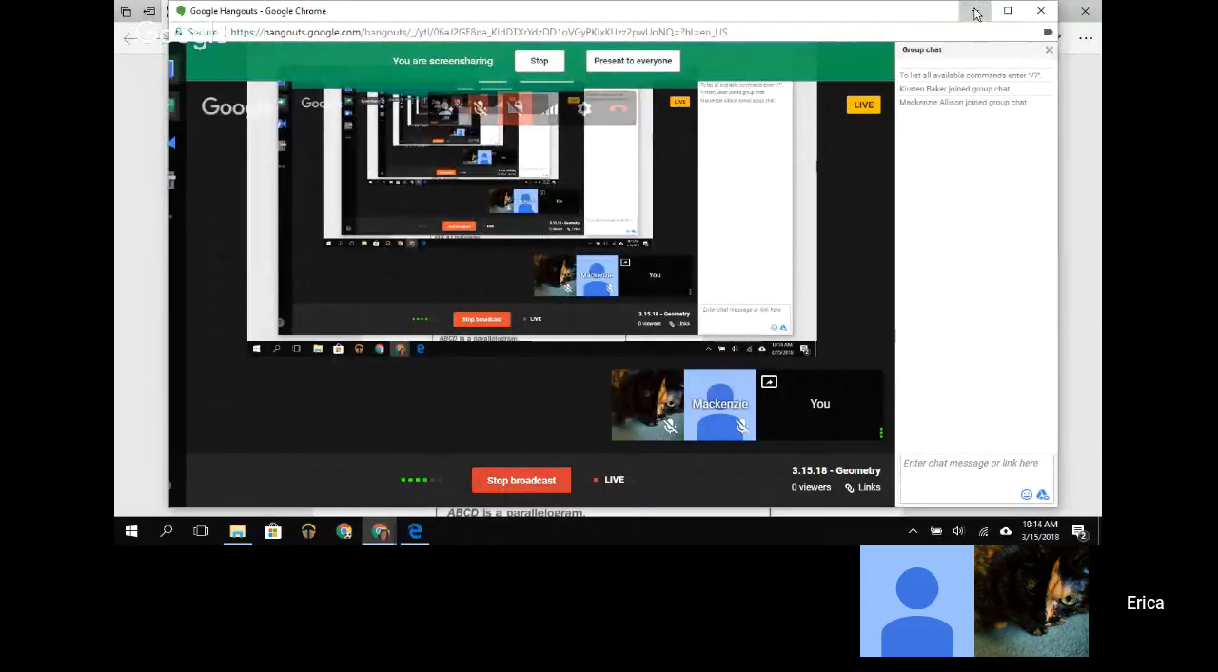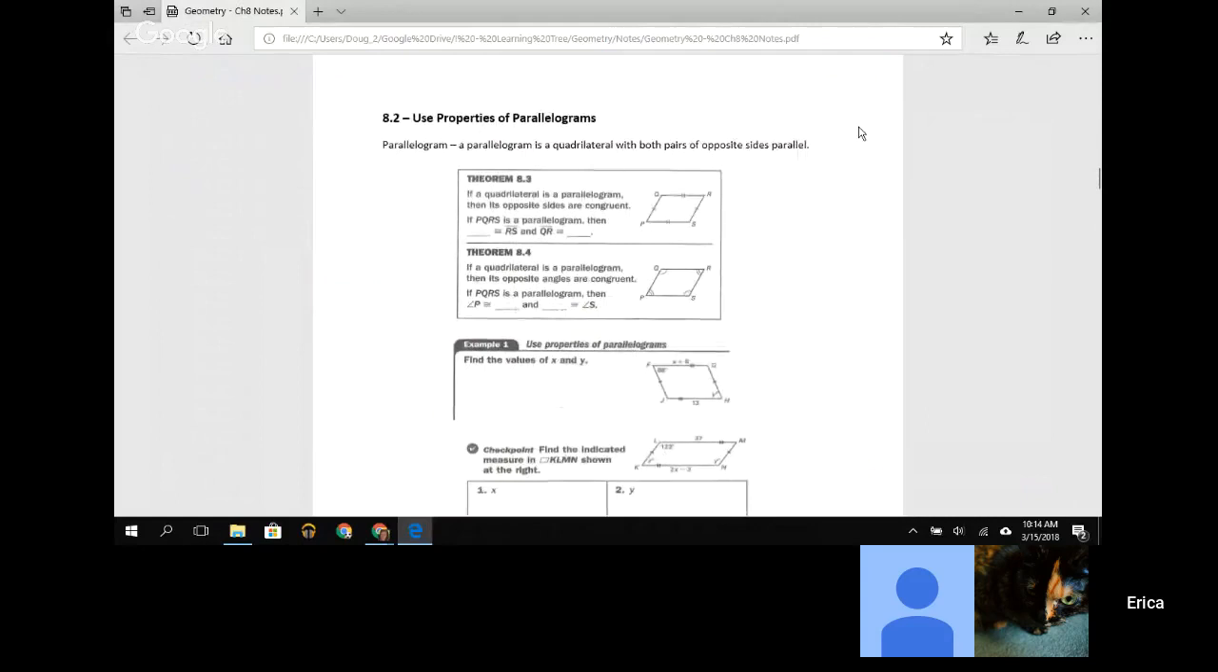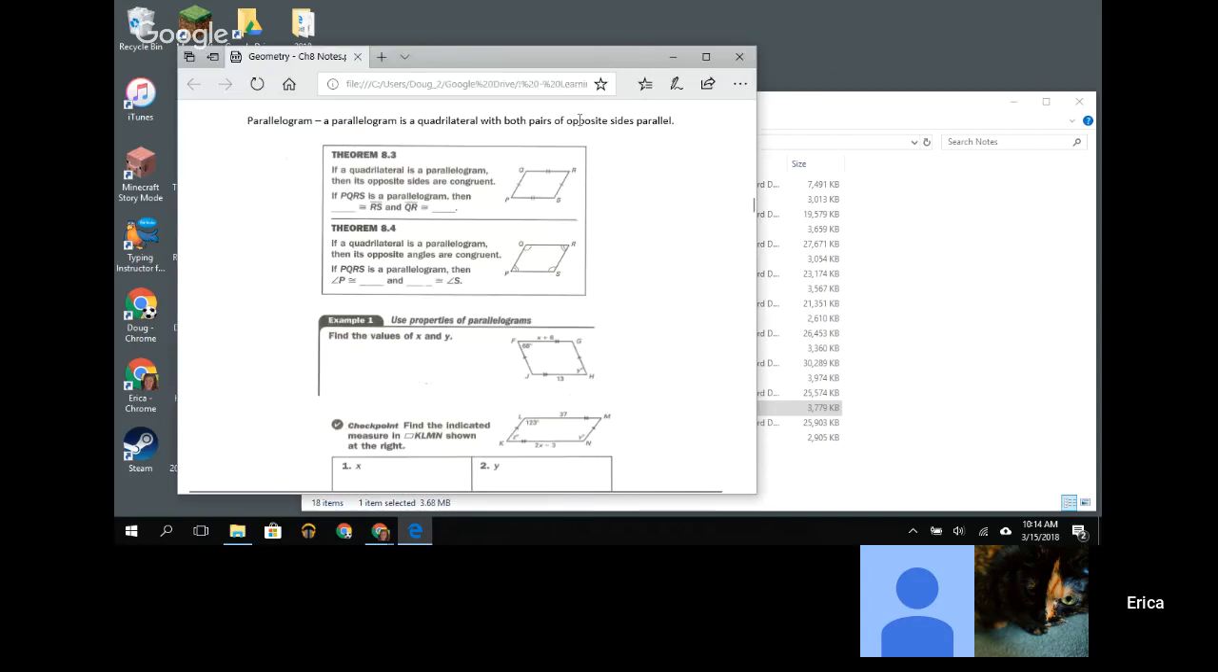Okay, so we're talking about parallelograms, and just a quick review. We talked about some theorems on Monday, and I failed to put 8.5 on here. But a parallelogram is basically a quadrilateral. Quadrilateral means four sides, okay? And both pairs of opposite sides are parallel to each other.